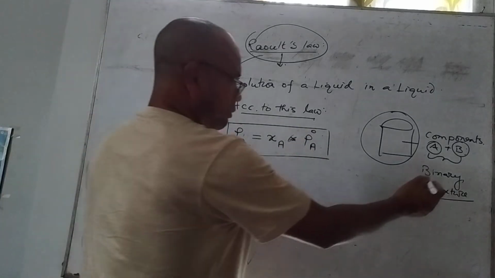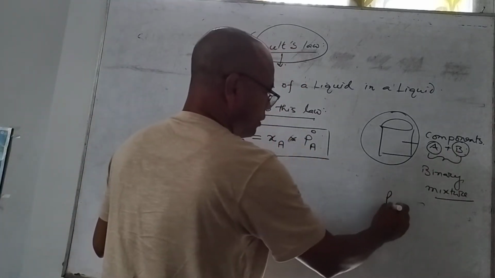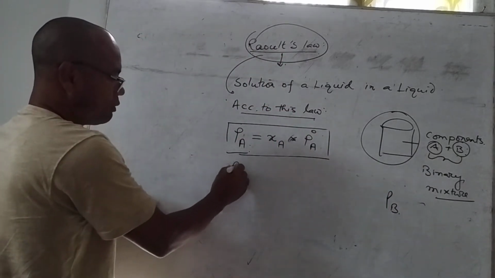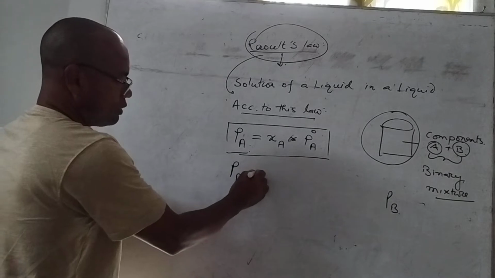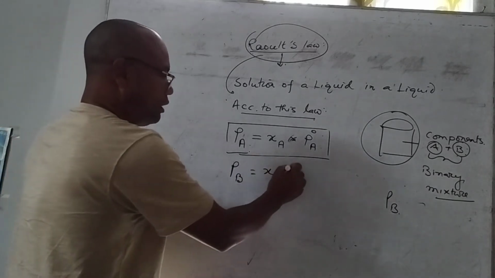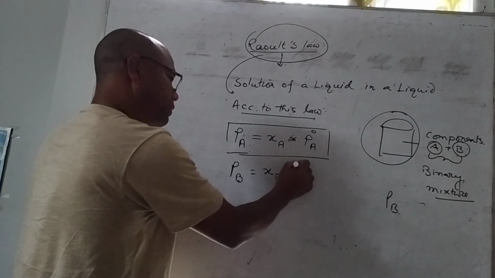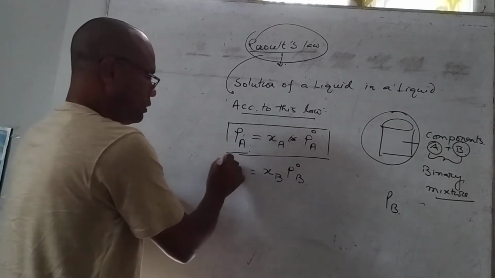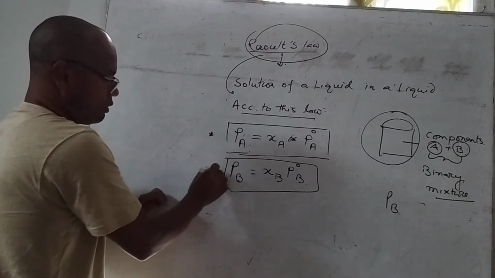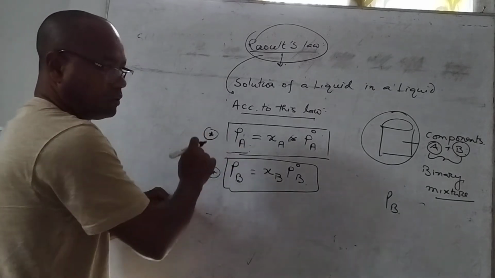When we calculate the vapor pressure of component B in the solution, according to this law, the vapor pressure of component B is equal to the product of the mole fraction of component B and the vapor pressure of component B in the pure state. So this is Raoult's law, which we can remember. Okay, don't forget.